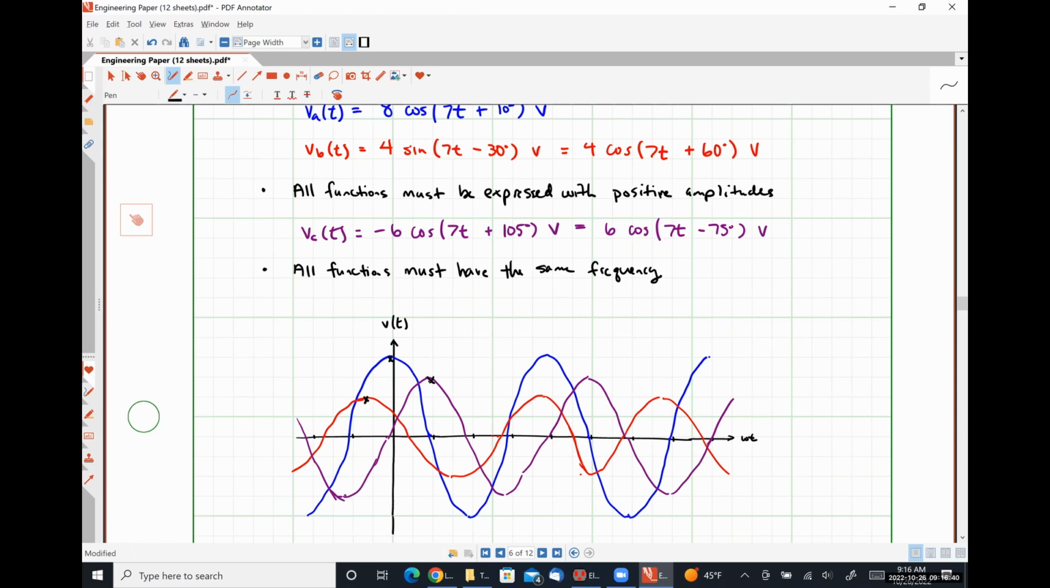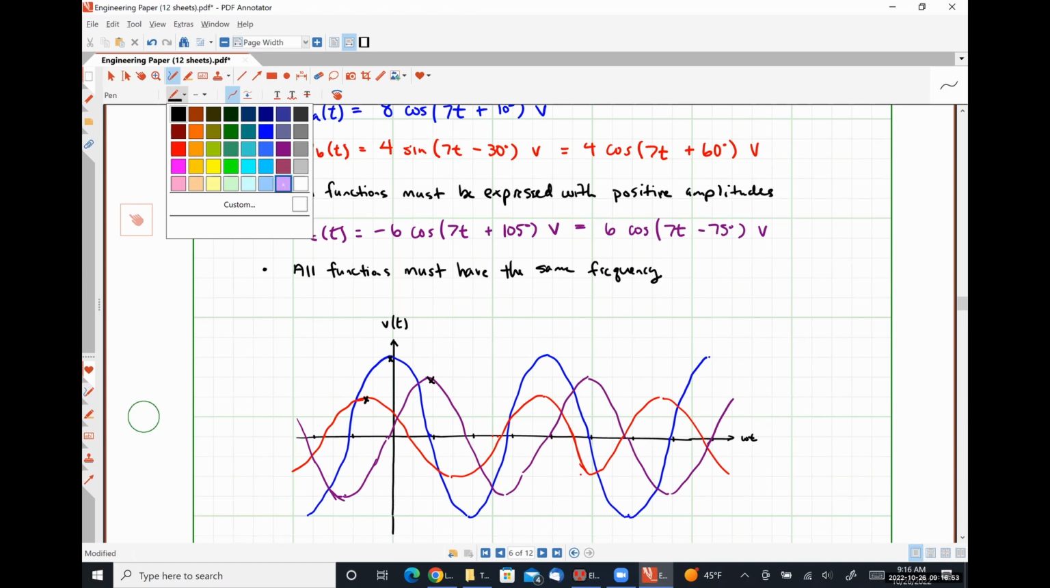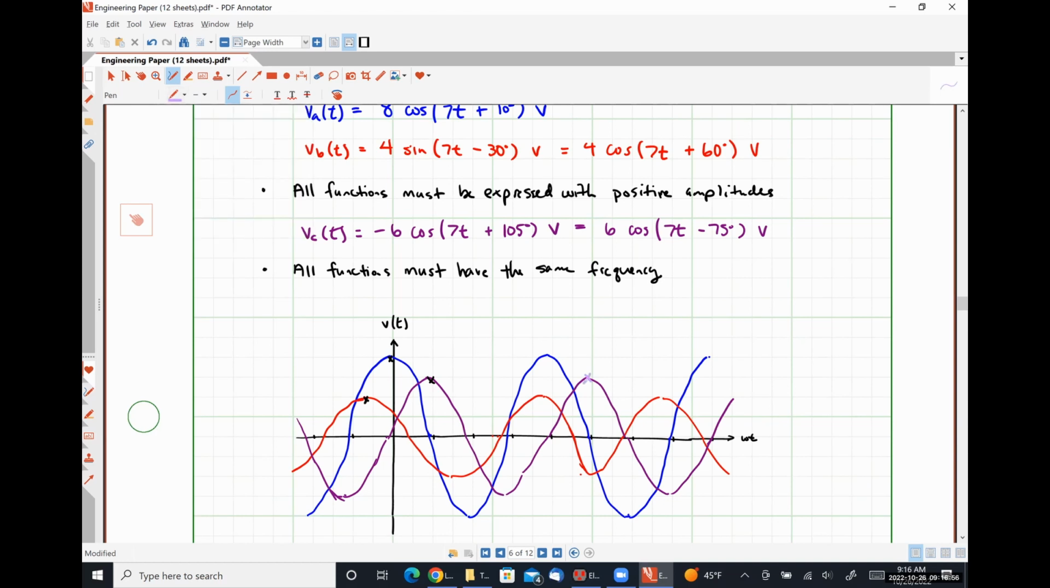Similarly, we can say that a signal is lagging another signal if its peak value occurs later in time. So for example, VC is lagging VA and VB because its peak value occurs later in time, okay? That's how we read leading and lagging on a time domain graph like this. I find it difficult and confusing, okay? I prefer to use what's called a phase diagram to make these assessments.